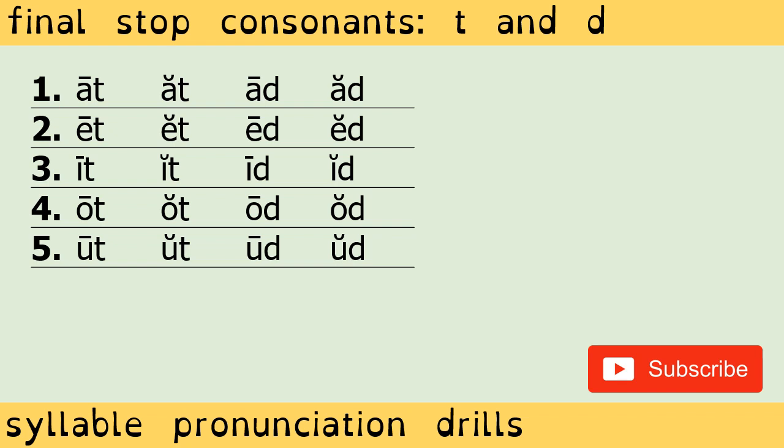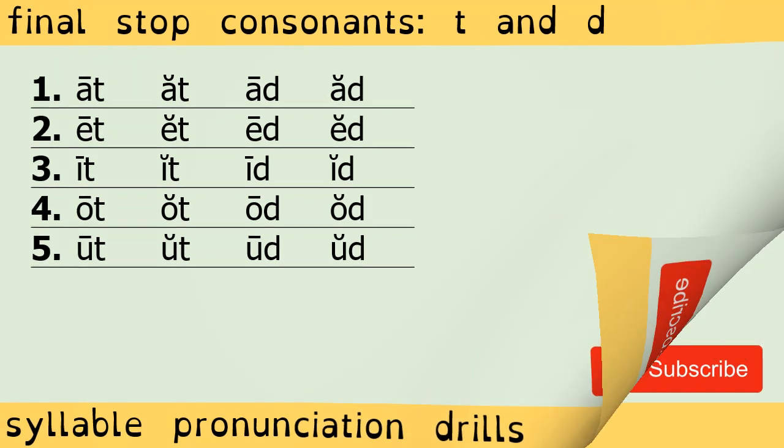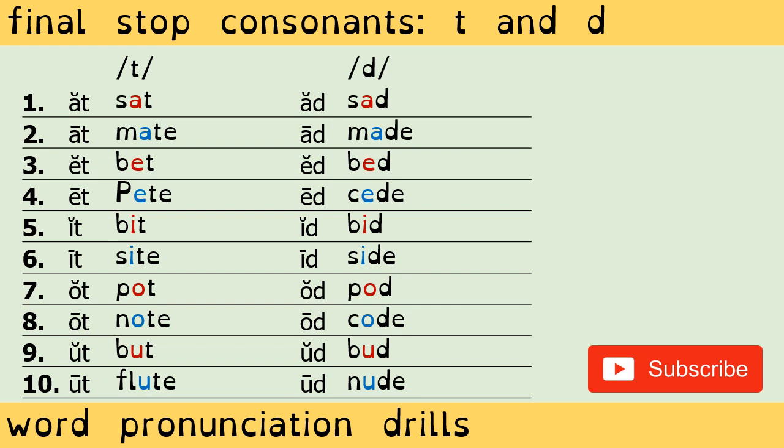4. Oat. Ought. Ode. Odd. 5. Oot. Ut. Ood. Ud. Now it is time to move on and practice with words. Pause and restart the video when you are ready.